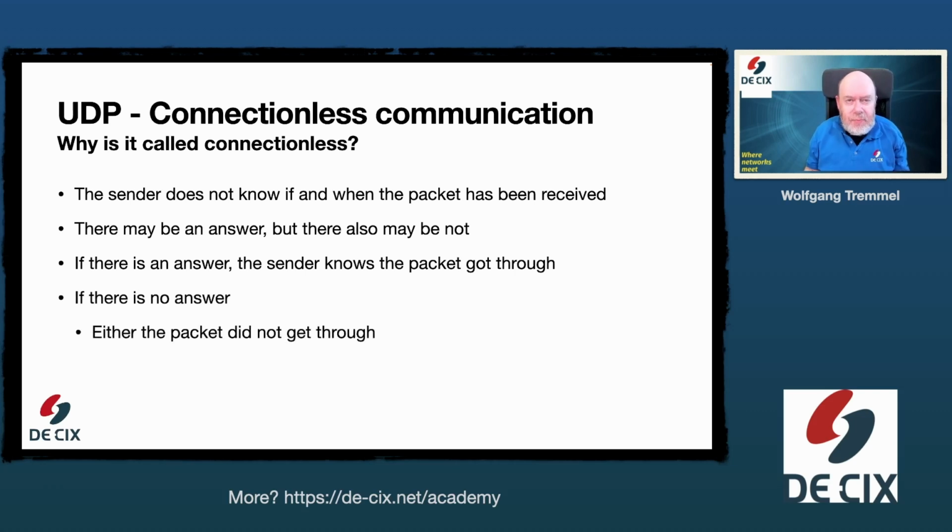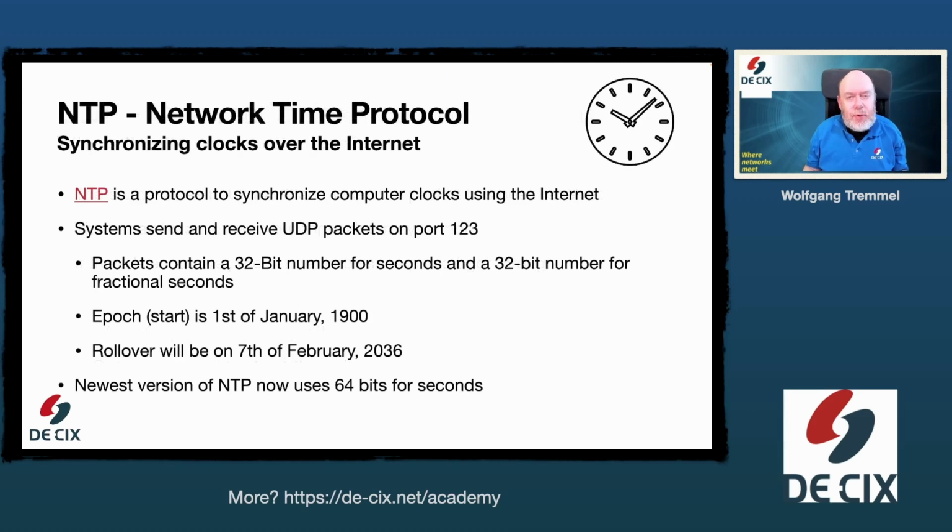So UDP is used for types of communication where it doesn't matter if a packet gets lost or got through or the answer gets lost. So let's have a look at an example. One example is the network time protocol that's being used for synchronizing clocks over the internet. So systems send and receive packets with a timestamp in it. If one gets lost, well, there will be another one in just half a second or even less.